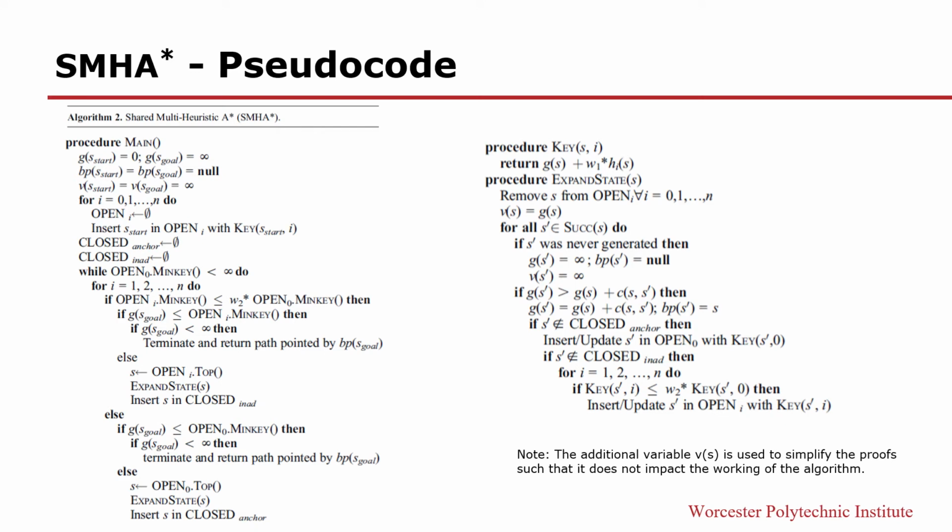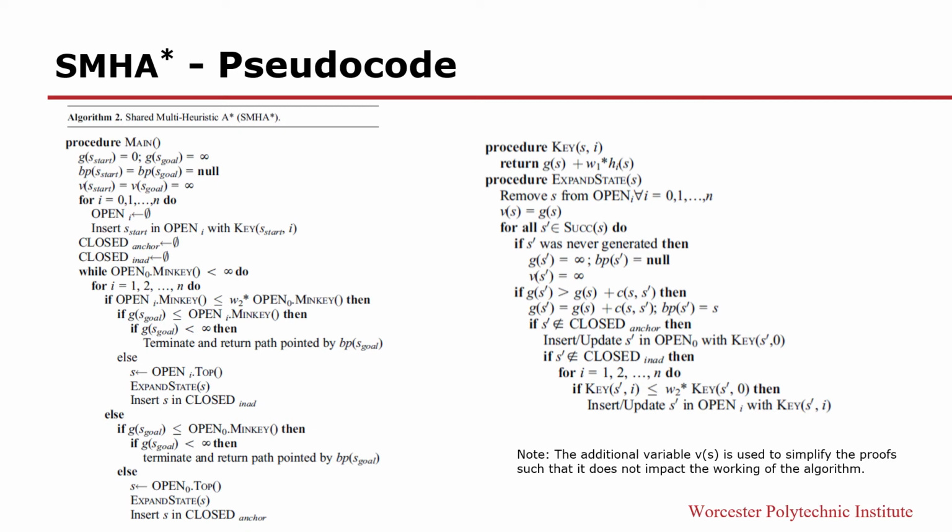Let's take a look at the pseudocode. The key function and the initialization part is similar to that of independent multi-heuristic A star. However, shared multi-heuristic A star uses only a single cost-to-come variable and backpointer variable to store the cost of each search. Also, the shared multi-heuristic A star uses two closed lists, one for the anchor search, another for all inadmissible searches. The key difference lies in the expand state function.